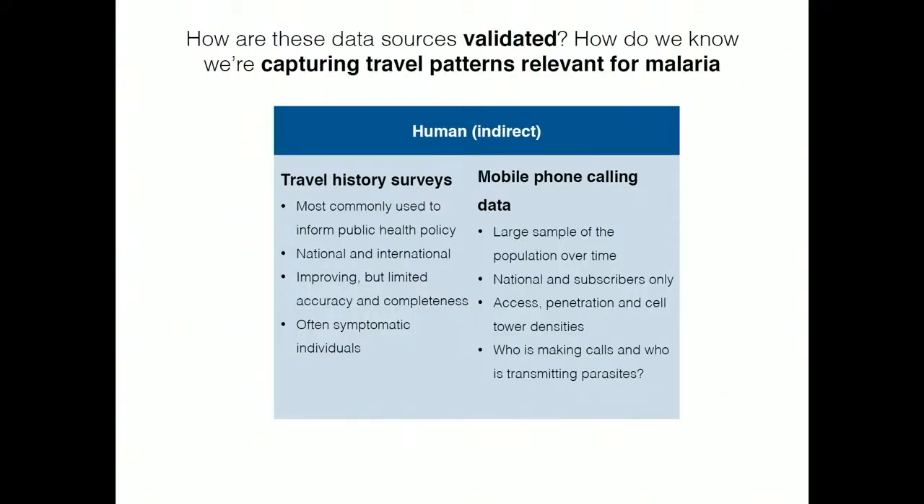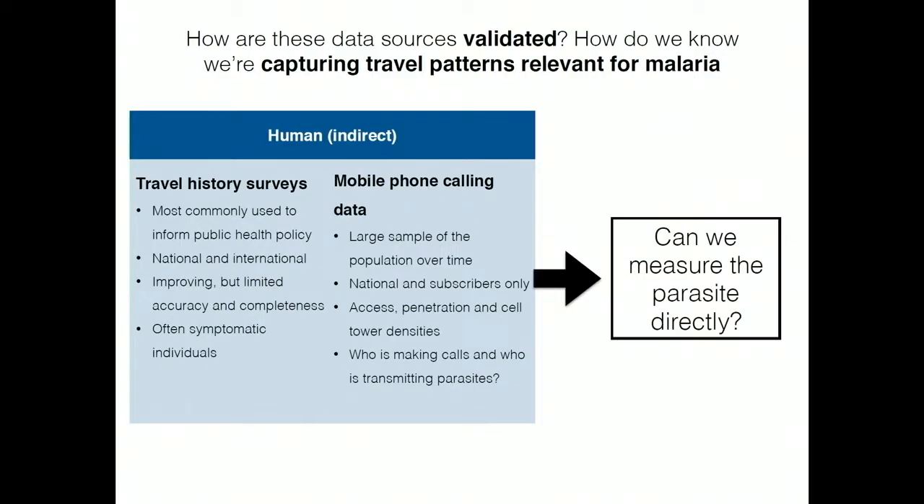So, we can measure human travel using travel surveys or mobile phone data. And there are pros and cons of using each of these different types of data sets. Travel survey data, people may have recall biases, but you can ask very specific questions. So if you want to know if somebody went to this particular place, you can just ask them in the travel survey and get information on that. Mobile phone data, you get big numbers, you can look across entire nations, but not everyone owns a phone, and importantly, not everyone who's making calls may be the ones that are transmitting parasites.